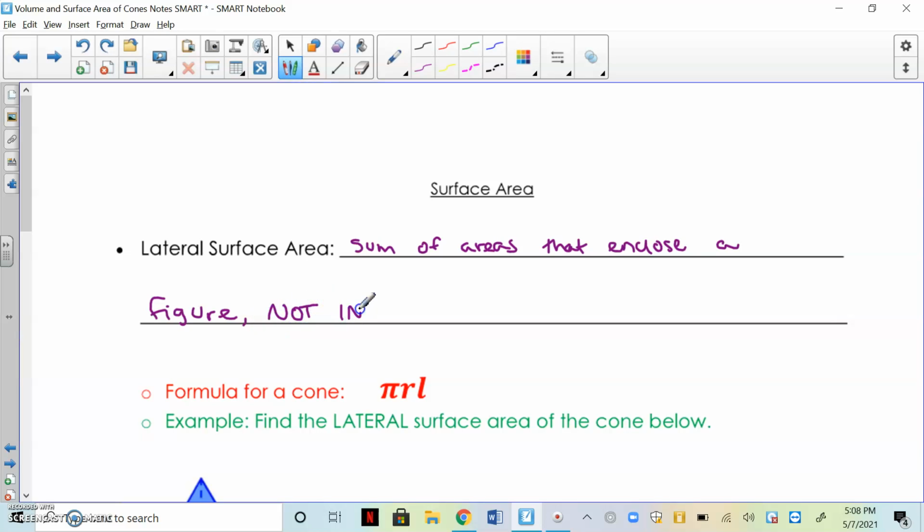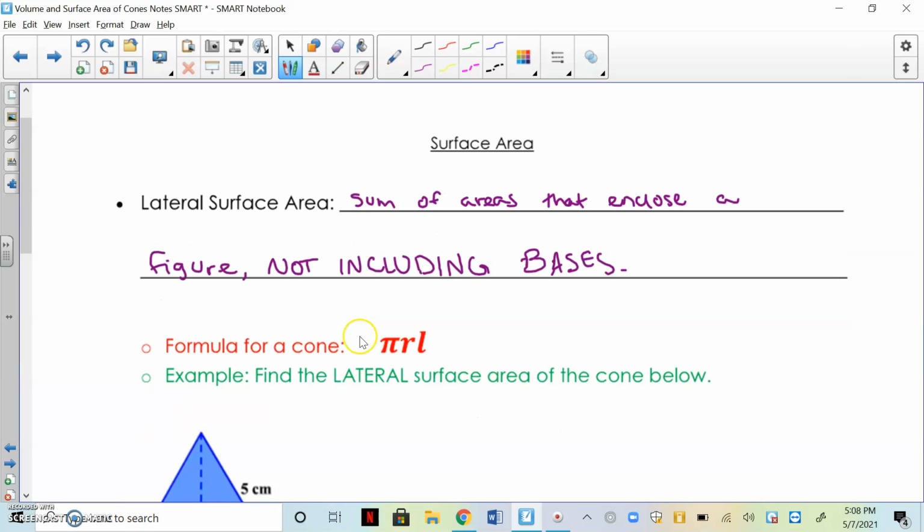And I say bases plural because I am now talking about all of these figures, prisms included. If I wanted to find a lateral surface area of a prism, those have 2 bases, so that's why I'm using the plural word. It's just all the space around the shape. It's kind of like if you had a party hat, you wouldn't even count the base because the base is hollow.